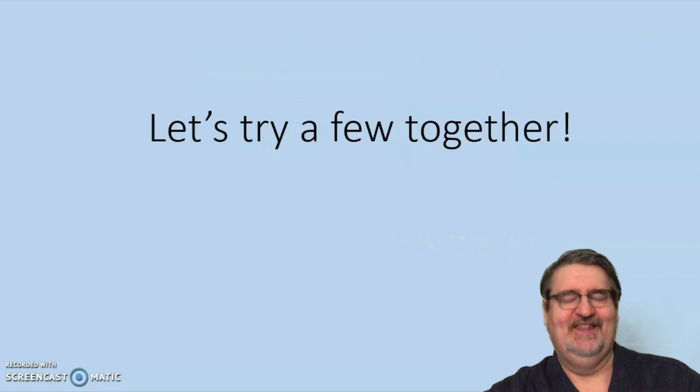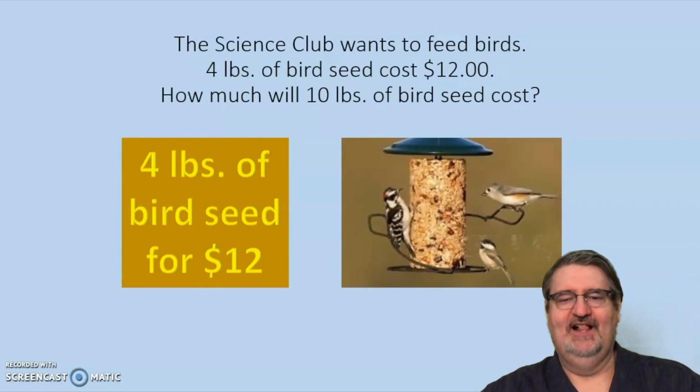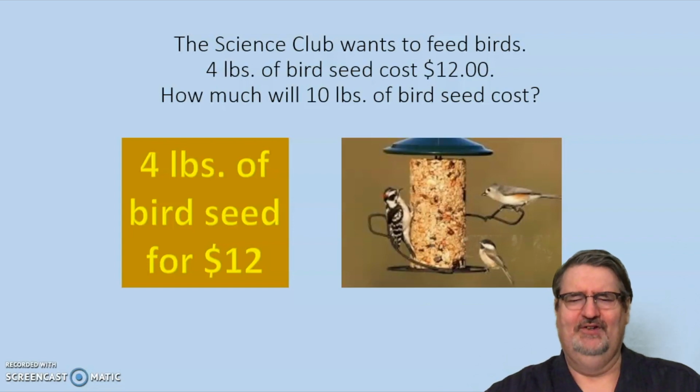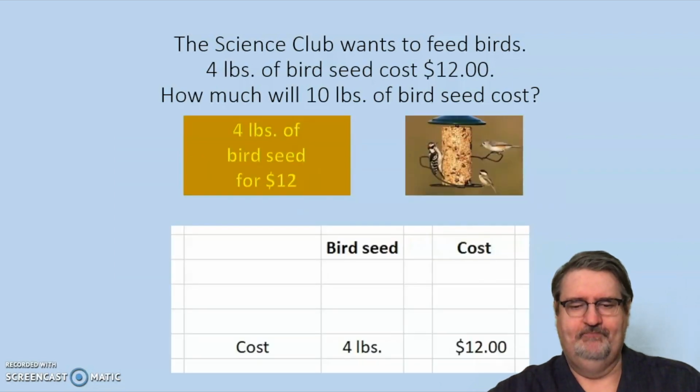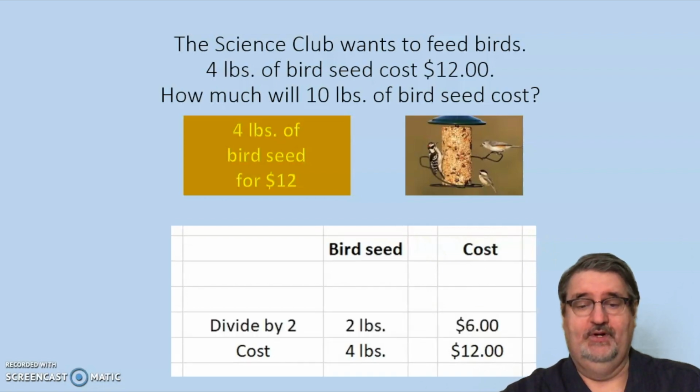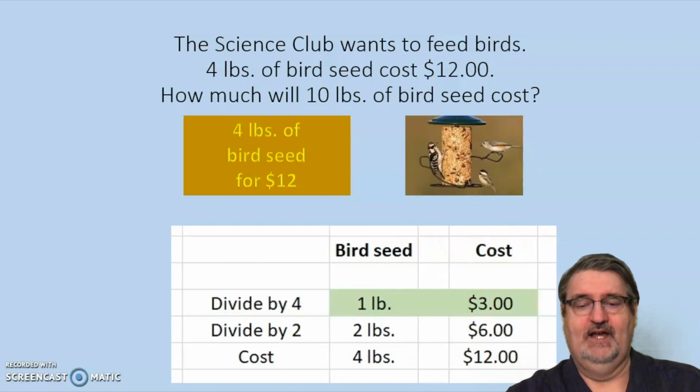Hey, let's try a few together now. The Science Club wants to feed birds. 4 pounds of birdseed costs $12. How much will 10 pounds of birdseed cost? Well, let's make a chart like we did on the other examples. We have 1 column for birdseed, and we have 1 column for cost. And for the 4 pounds and the $12, we're going to find factors that go into both. So we can divide by 2, and we find that 2 pounds equals $6.